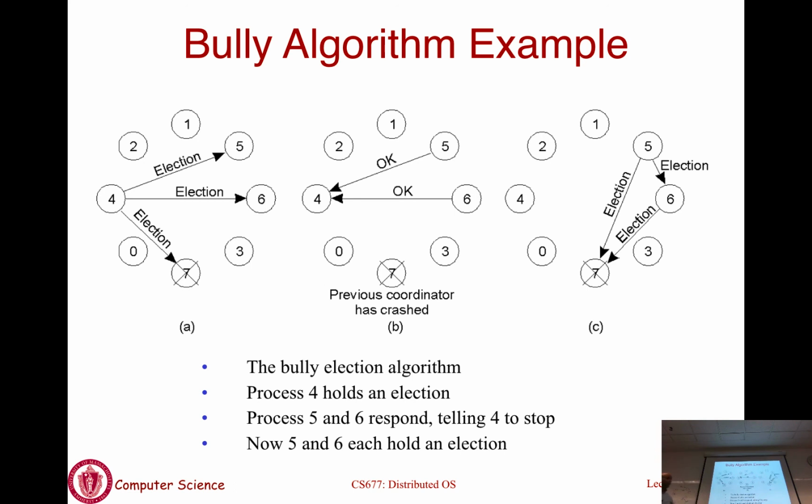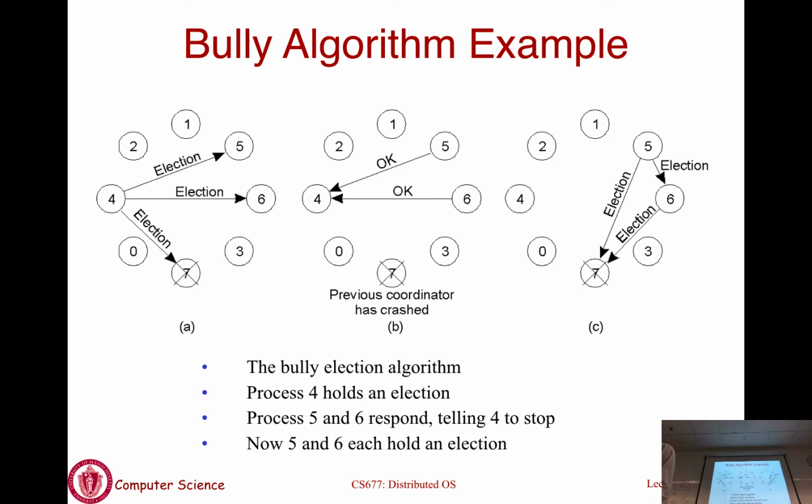This is a picture that's just showing you an example. In this case, processes are numbered 0 through 7. There are 8 processes. Process number 7 was the coordinator. That was the highest ID process, and it has failed, so it is no longer responding. So 4 detects that there is no coordinator. It says, let's run a new election.